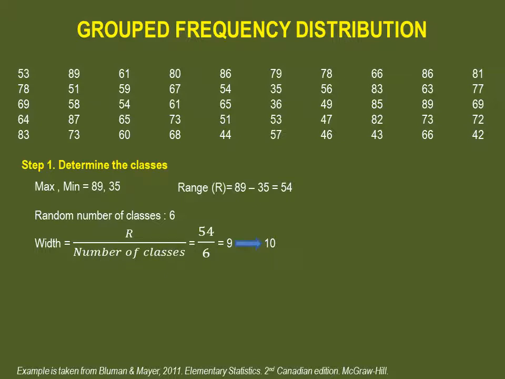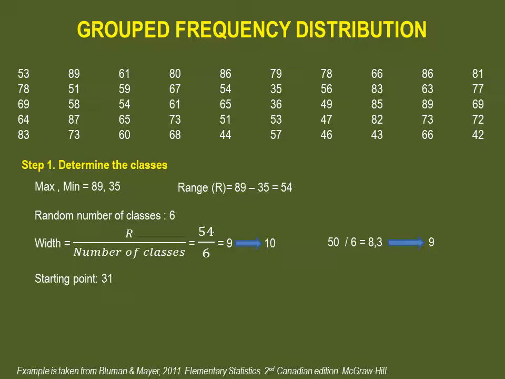If we had had decimal places, for example, if we had had a range of 50 divided by 6, we would have had a resulting number of 8.3. In that case, you always round up to the next value. So in our fictitious example, we would have had a class width of 9.